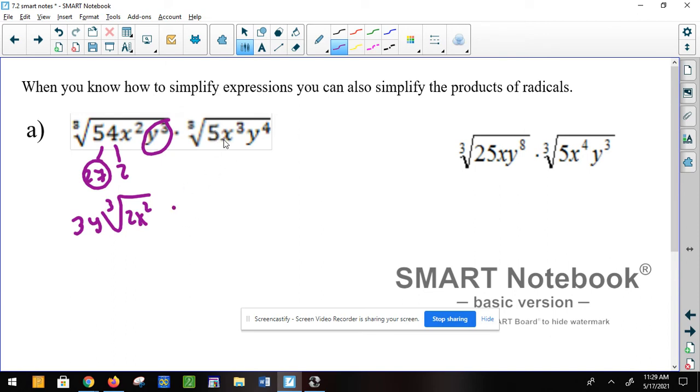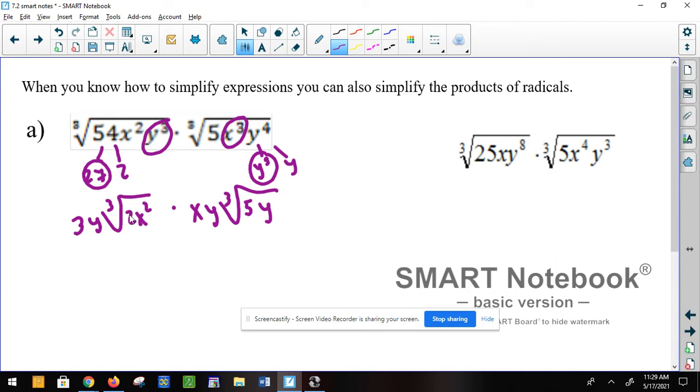Now, on this side, 5 can't do anything with that, right? X cubed is a perfect cube. That'll come out. Y to the fourth breaks into y cubed and y, where the y cubed will come out. So when I simplify this one, cube root of x cubed is x. Cube root of y cubed is y. And what's left over is 5y.